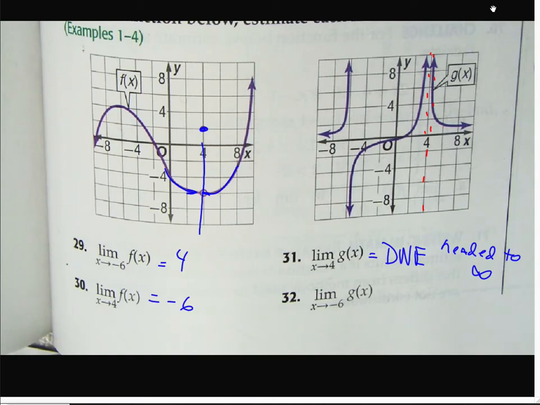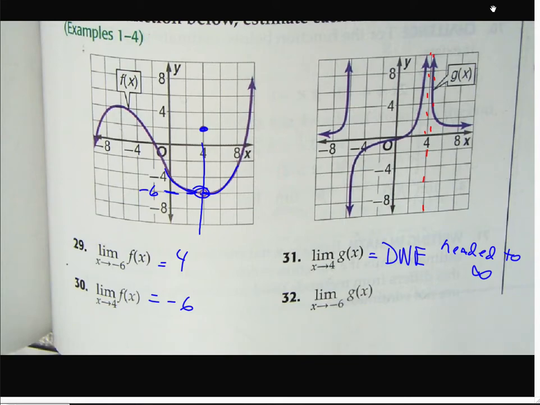Where am I going to meet up? If I were to meet up, where would I meet up at? It doesn't matter where the actual point is at. All that matters is where am I going to meet up. Okay? As I come in from the left, as I come in from the right, I'm meeting up down here at this spot, which is -6. So that's why my solution is -6.